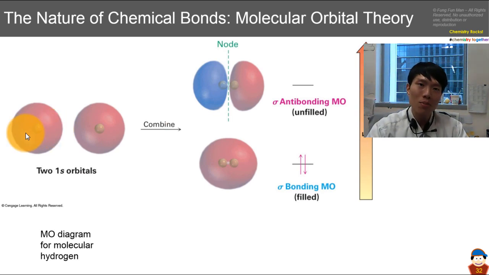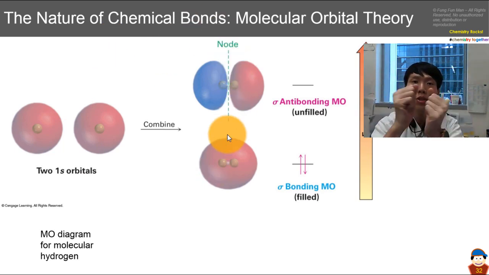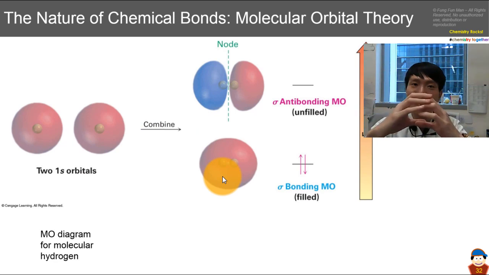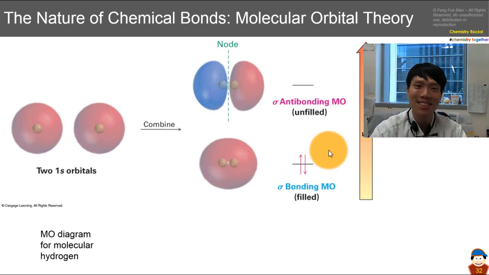Now when two strangers come in and they do not want to bond with each other, you see there's a node here, there's no sharing of electrons, totally no contact. They don't look into each other's eyes. It's a very frosty relationship. But if they really like each other, they bond, see? Overlap of the orbitals. You share electrons. Few electrons here.